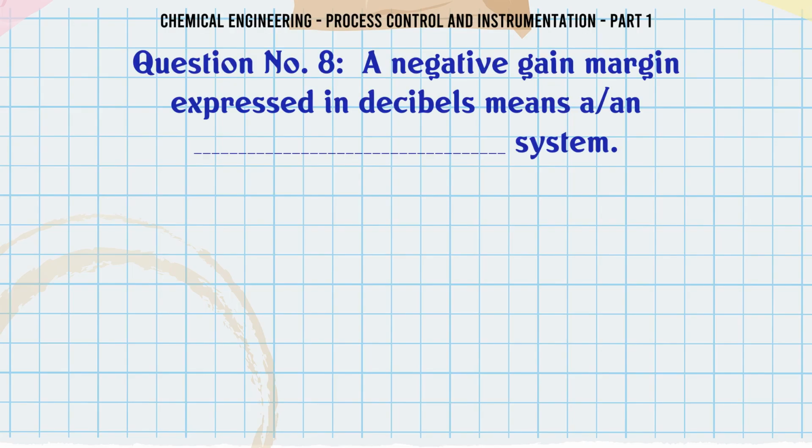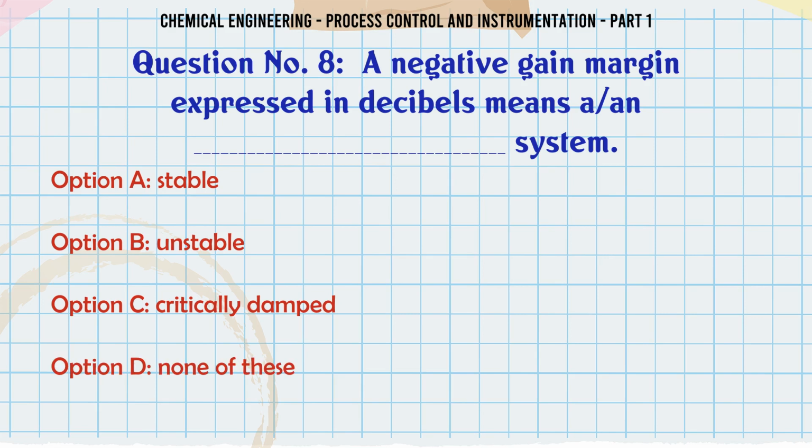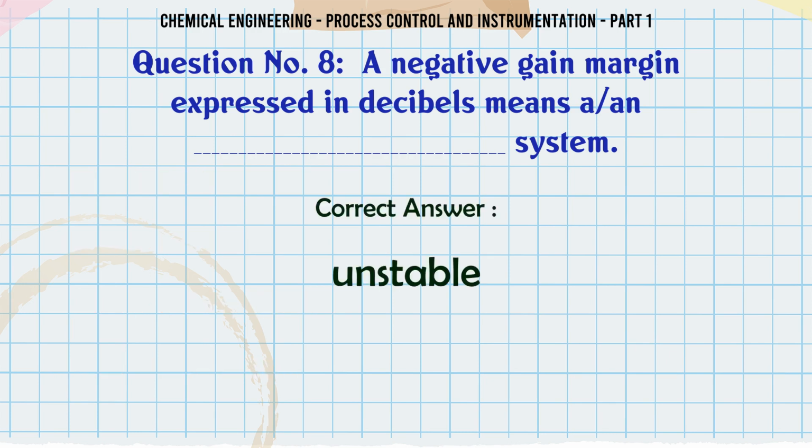A negative gain margin expressed in decibels means an ____ system. A. Stable. B. Unstable. C. Critically damped. D. None of these. The correct answer is unstable.